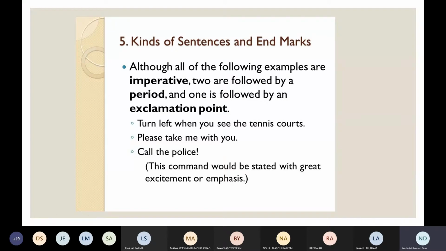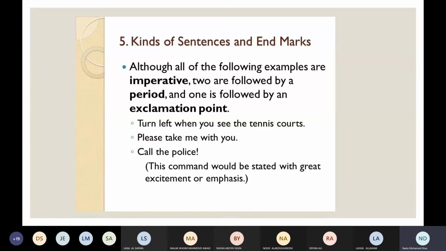But why "Call the police!" with an exclamation mark? Imperative sentences sometimes end with an exclamation mark when it's a strong command. Call the police! Stop! No smoking! No parking! These small commands end with an exclamation mark. They are called strong commands. This command would be stated with great excitement or emphasis. Quickly, go! All of these end with an exclamation mark.